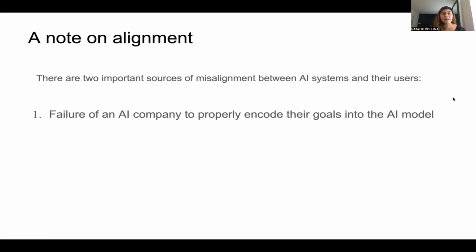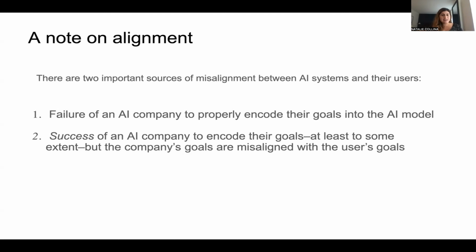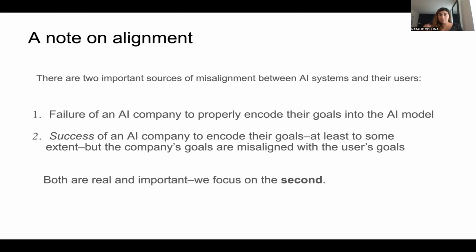One is a failure of an AI company to properly encode their goals into the AI model. So the company wants to do good things for the users, but there's this hard technical problem of making AI systems operate the way you want them to operate. The second is the success, at least to some extent, of an AI company to encode their goals, but the company's goals are misaligned with the user's goals. Both of these are real and important problems. And in this talk, when we talk about alignment, misalignment, we're really focusing on the second one. We're thinking about the incentive problem as opposed to the technical problem.